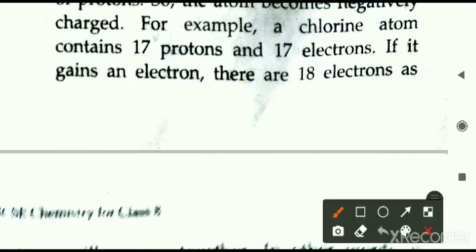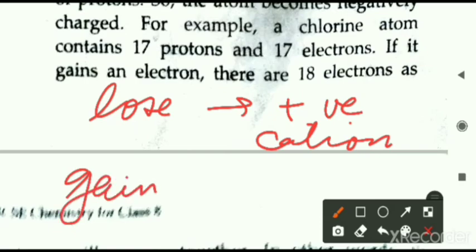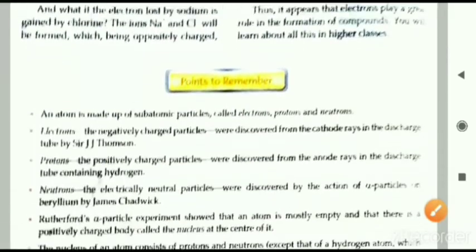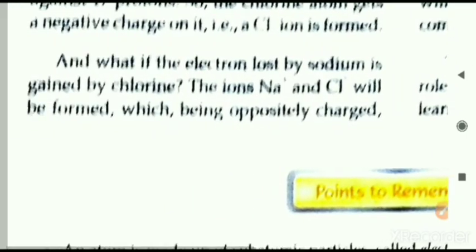So basically what we say, whenever there is loss of electron, there is positive charge, a positive radical is forming, called a cation. It becomes a positive ion. Next is gain of electron. Whenever it happens, a negative ion is forming, that is called an anion. So two types of ions are forming, and both these ions can join together. They have a force of attraction.